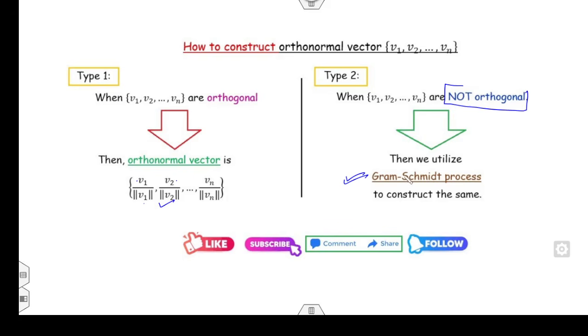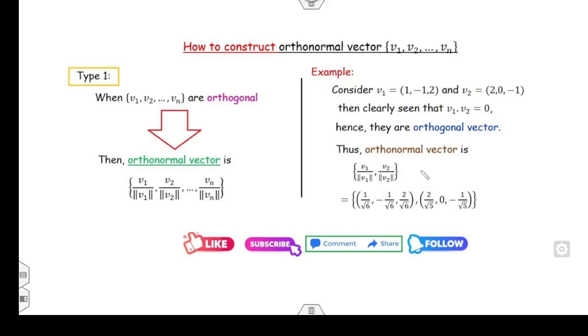Another important concept when you look at the Gram-Schmidt process is projections. Let me explain with the help of an example. You can clearly see that v1 dot v2 is 2 plus 0 minus 2, which is 0. That means they are orthogonal vectors, and once they are orthogonal, you can construct the orthonormal vectors by dividing by the norm. Can you find the norm of v1? How can you find the norm of v1?